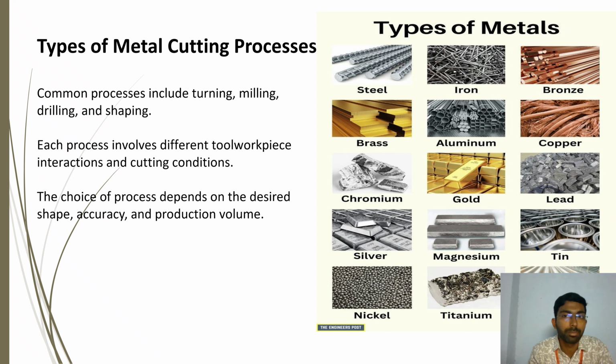Types of metal cutting processes. Here are some types of metals: steel, iron, bronze, brass, aluminum, copper, chromium, gold, lead, silver, magnesium, tin, nickel, titanium. Common processes include turning, milling, drilling, and shaping.